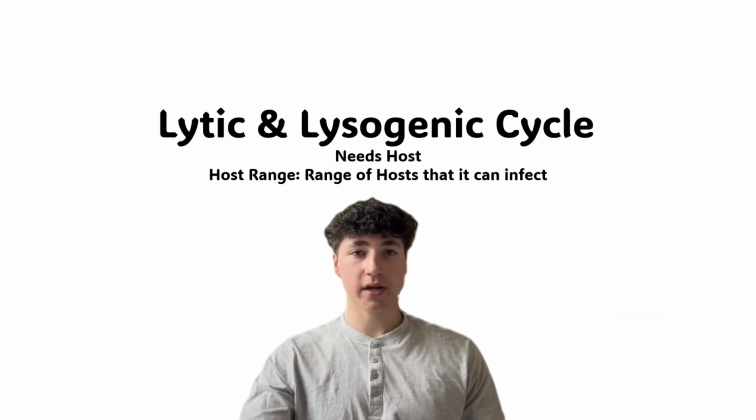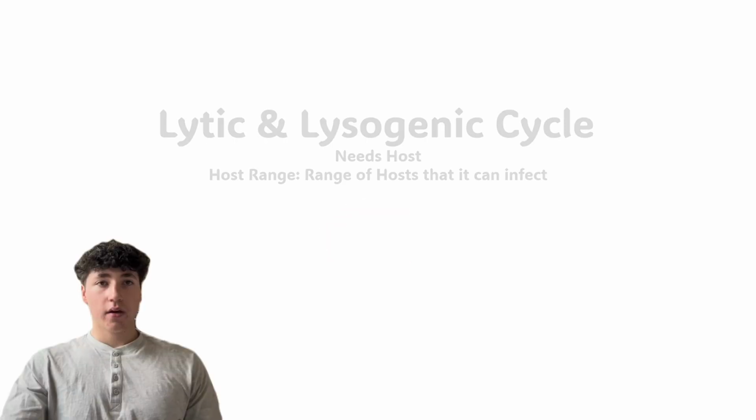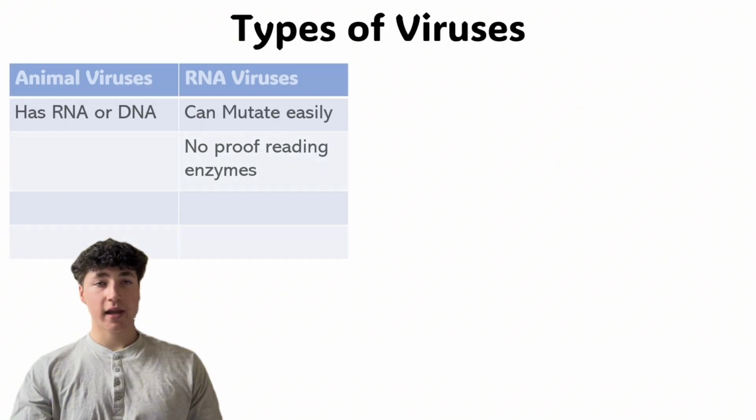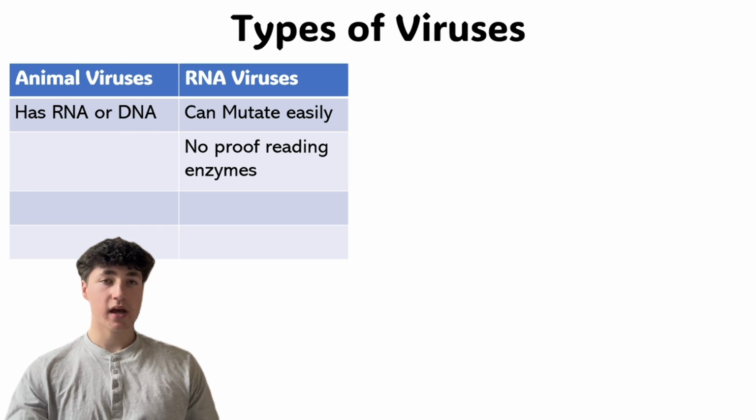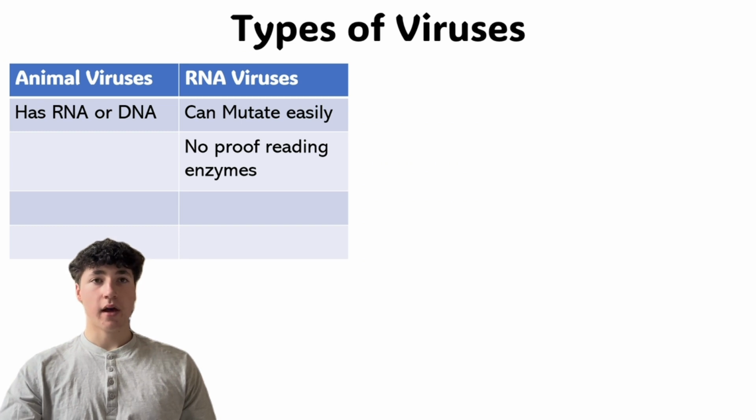Both of these cycles are going to require a host, as viruses cannot reproduce on their own. The host range is what the virus can infect. All right, types of viruses. So there are animal viruses, which is the one that's commonly referred to. This has either DNA or RNA. RNA viruses, though, mutate more easily because there are no proofreading enzymes.